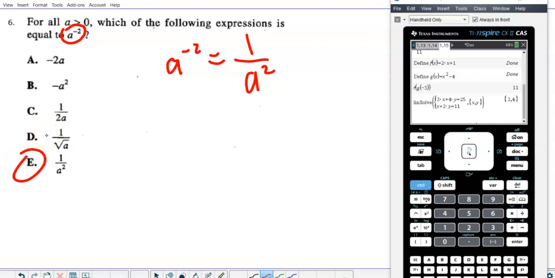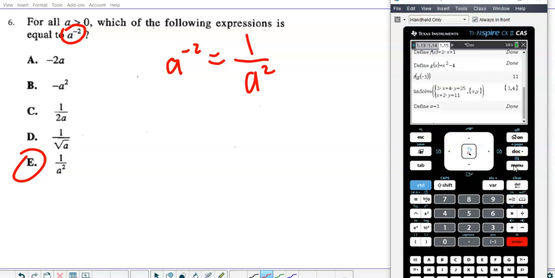If you don't know that, here's kind of a workaround. You can actually, in your calculator, store a value for a. So I'm going to say a equals 3. I'm going to use the define command, menu 1. So a equals 3. I think that'll work. That does. Okay, so a is 3. So now I'm going to type in a to the power of negative 2.